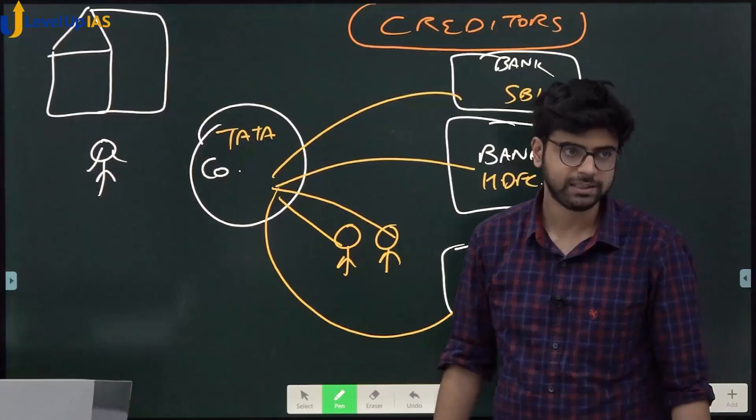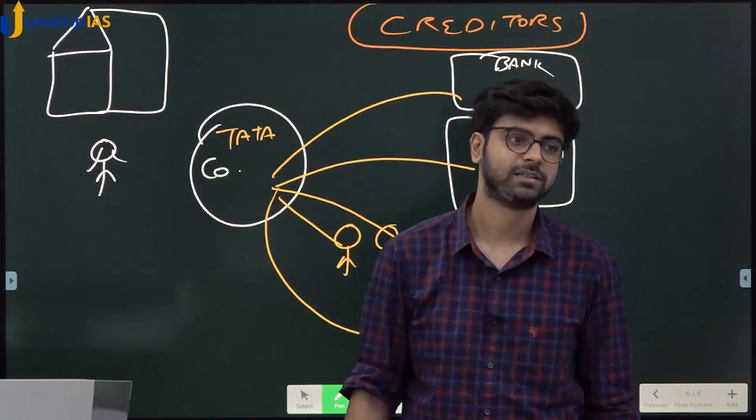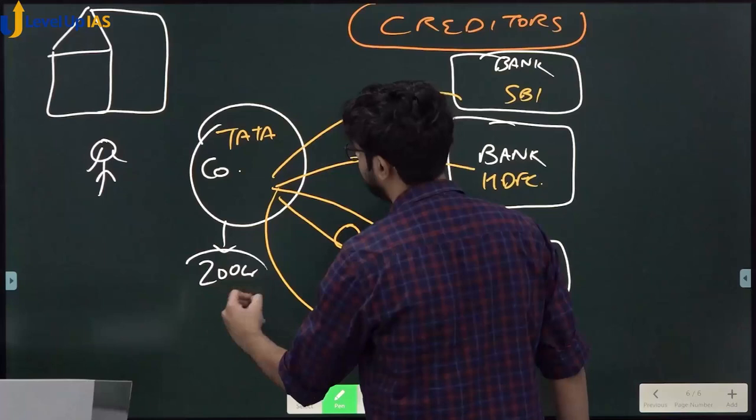Yes. Why are you defaulting and all? The court will ask Tata, how many assets do you have that we can sell and pay off your creditors? Do you think Tata will give a full list or a partial list of assets? Why? Because owners would take away some money. So let's say they have 200 crores worth of assets.